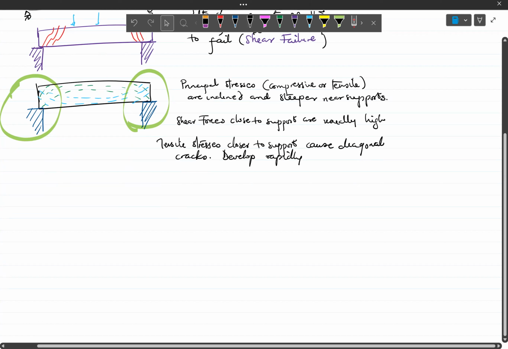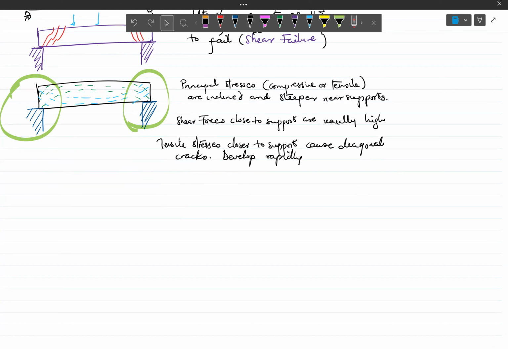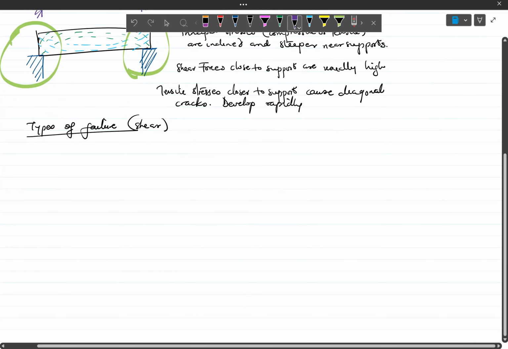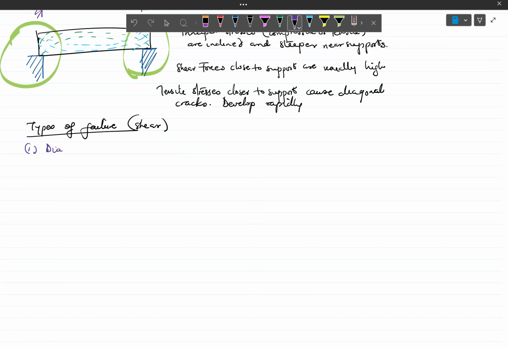So, for example, we have two main types of failure in shear, and then we can look at which one we tend to go with a lot. All right. So let me see, types of failure with regards to shear. Okay. The most common, because of the code limitations, has to do with what we call diagonal tension failure.